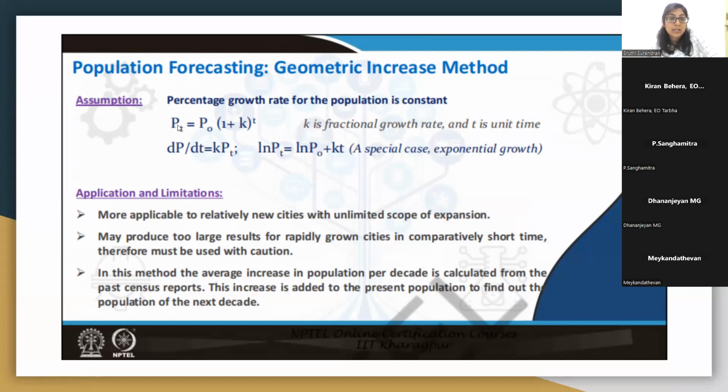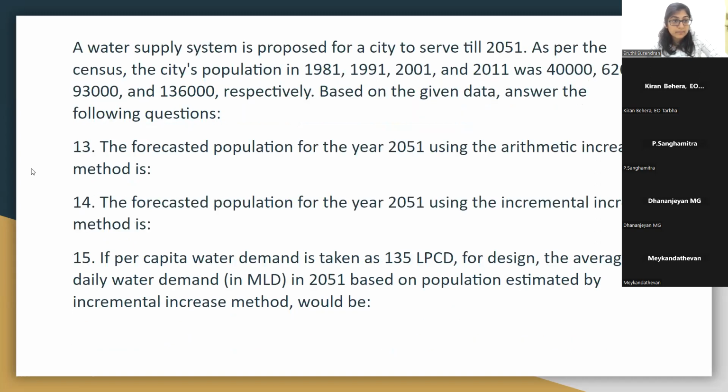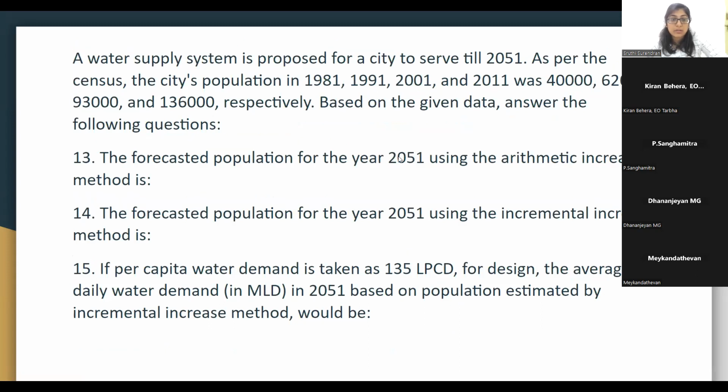So at 2021, it will be 9,07,000. Nice work, Sangamitra. Now this is a set of numericals. Please go through the questions. I'll give you 3 minutes or some good amount of time. Just solve it after reading the question.